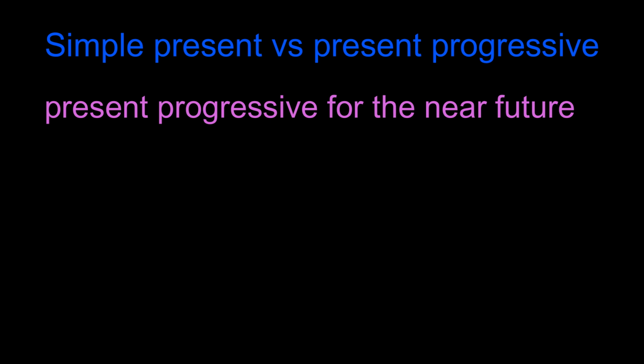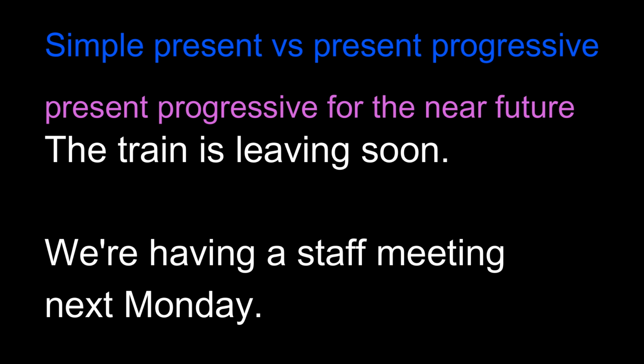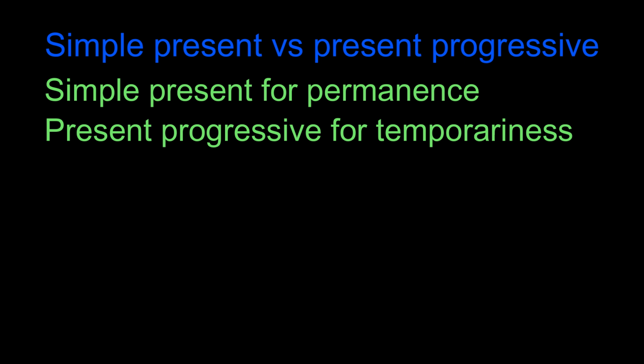Now here's a surprise. The present progressive isn't just for what's happening right now. It can also talk about things happening in the near future, just like the simple present. The train is leaving soon. Near future action. We're having a staff meeting next Monday. Near future event.